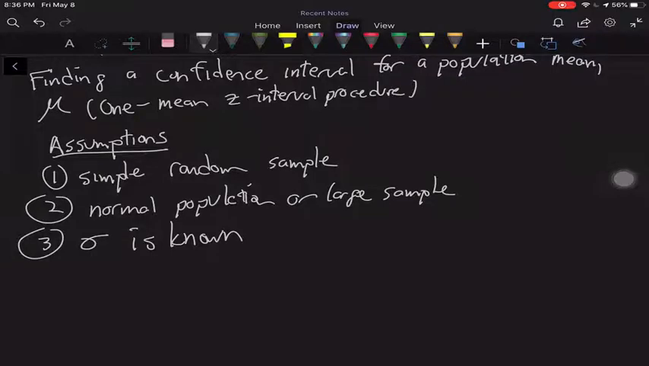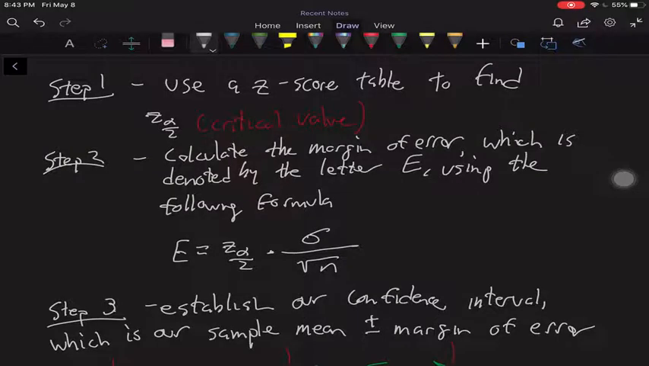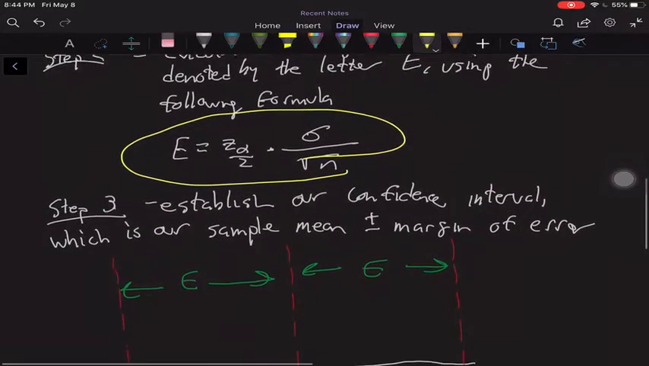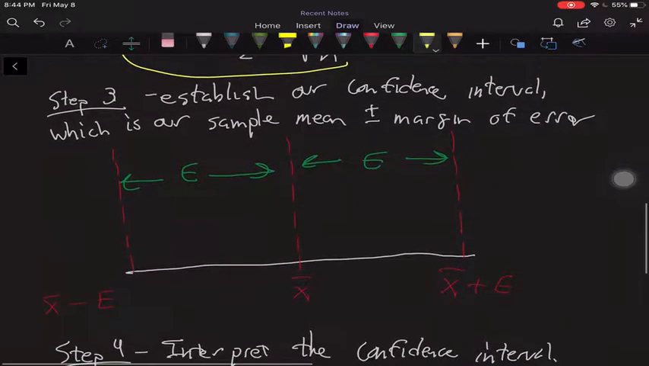And after we make our assumptions, we can begin our process for finding the confidence interval. So for step 1, we're going to be using the z-score table, or if you have the book, it's going to be table 2 in the back of the book, to find z of alpha over 2, which is going to be our critical value. Step 2, we're going to calculate the margin of error, which is denoted by the letter E, using the formula that you see right here. E is going to be equal to our critical value times our standard deviation divided by the square root of our sample size.